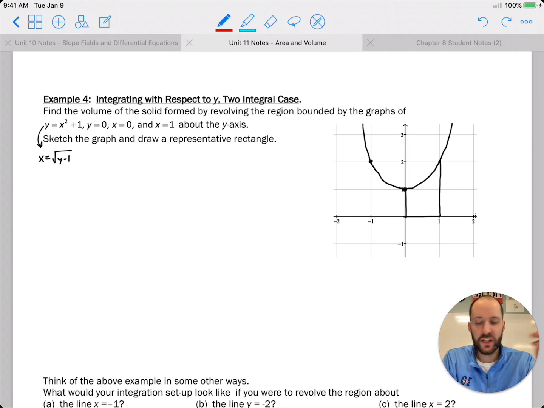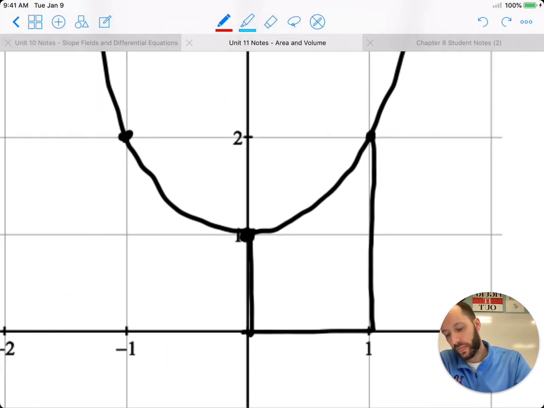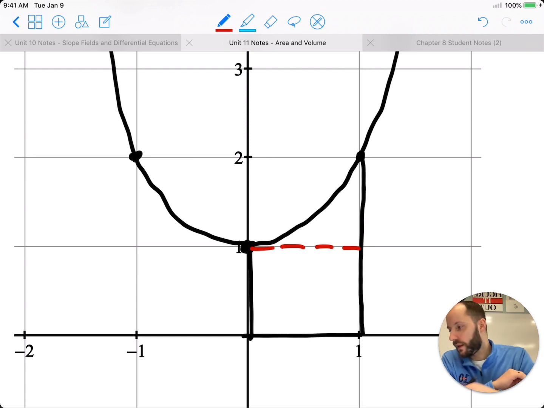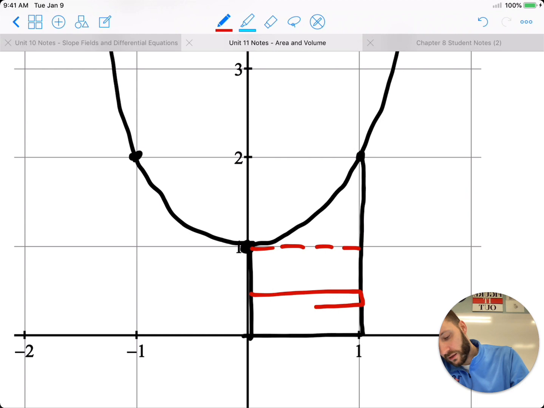Now in this region, part of the region is flush against the y-axis. So this block right here, that's flush right up against the y-axis. We can do the disk method for that. So there's just the big R of y.